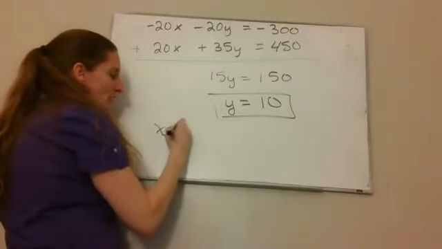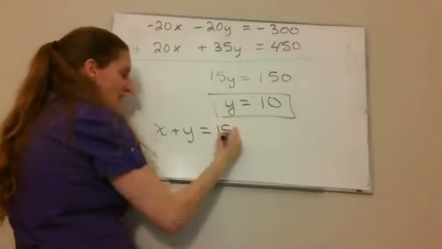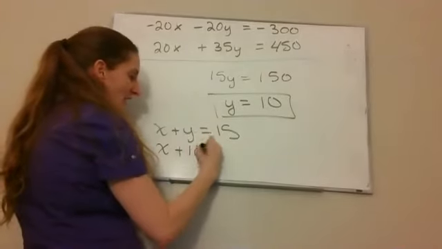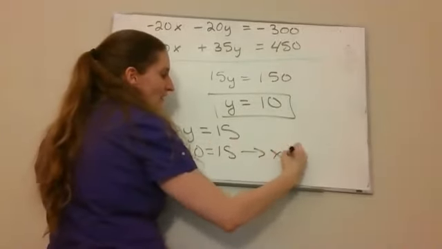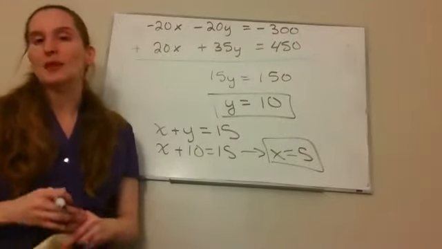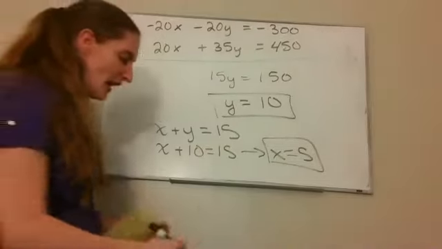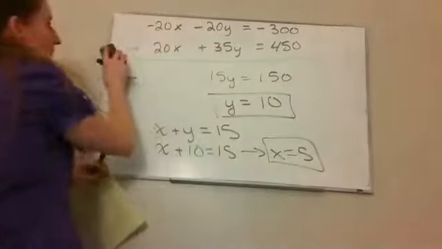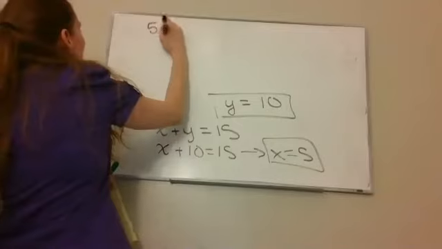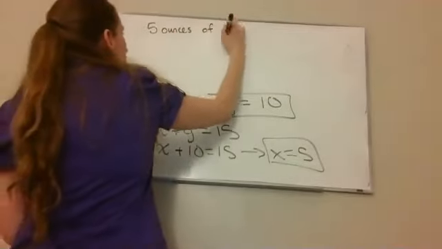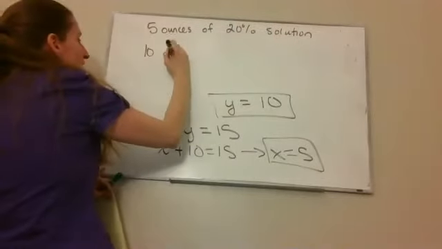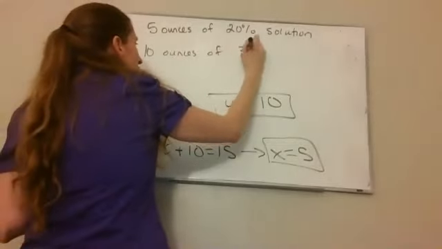Now remember, one of my equations was x plus y equals 15. That's the easiest one to solve for x on. I would have x plus 10 is 15, so x is 5. Now all I have to do to answer the question fully is remember what x and y stand for. X was the number of ounces of the 20% solution. So I need to mix 5 ounces of the 20% solution and 10 ounces of the 35% solution.